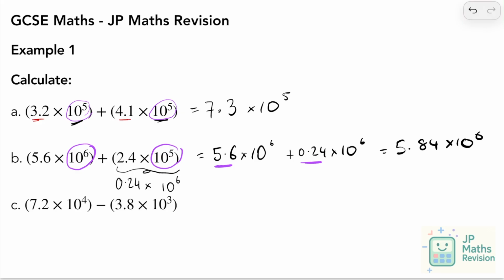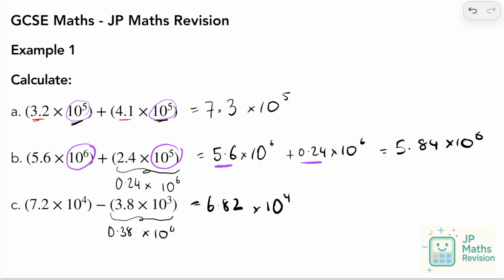This next one here, we have 7.2 times 10 to the 4, take away 3.8 times 10 to the 3. Again, I'm going to adjust this one, so I'm going to make it times 10 to the power of 4. So I'm going to make the power of 10 10 times bigger, which means I'm going to make the 3.8 10 times smaller. So it's going to be 0.38. So I'm doing 7.2 take away 0.38, which is 6.82. And then the 10 to the power of 4 just stays the same. So it's going to be 6.82 times 10 to the power of 4.